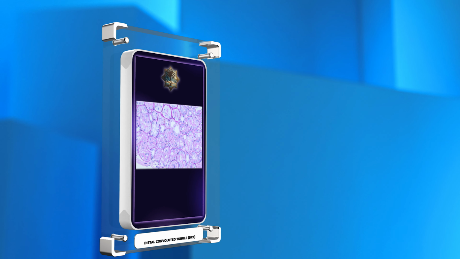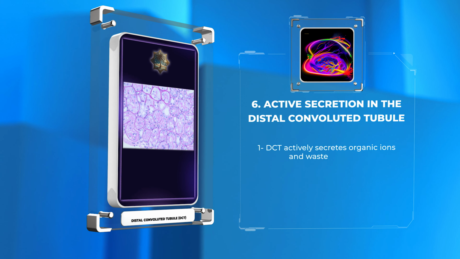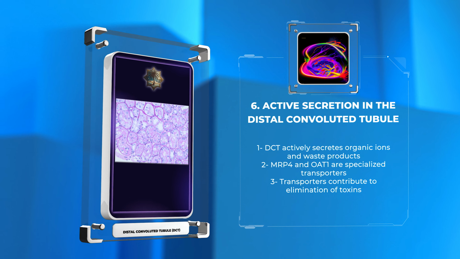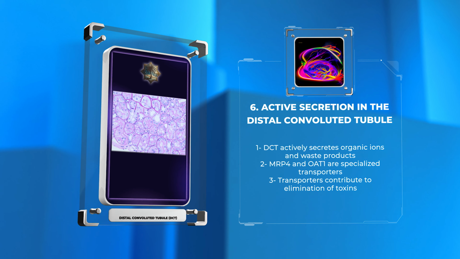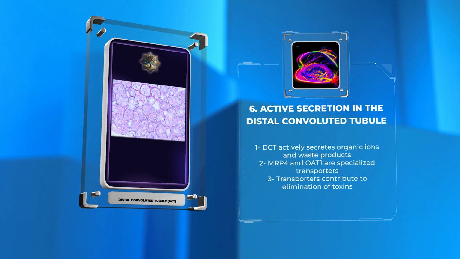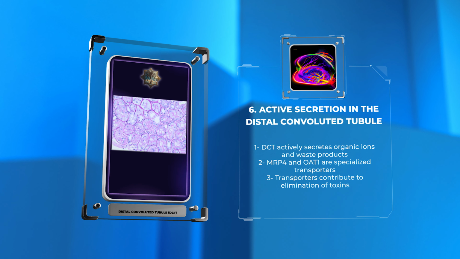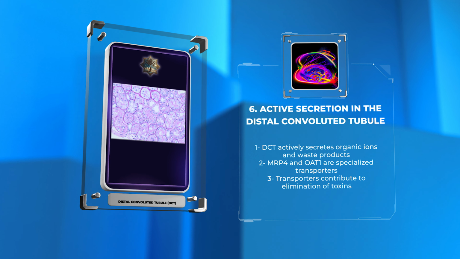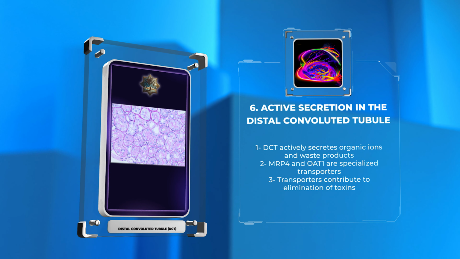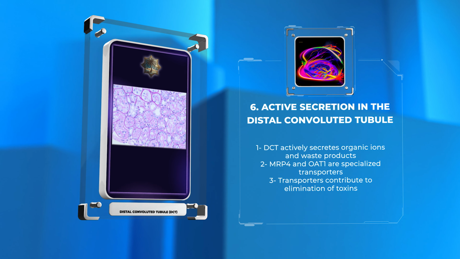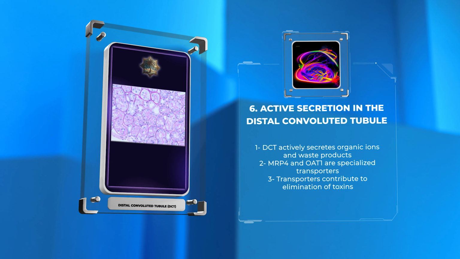In addition to reabsorption, the DCT participates in the active secretion of various organic ions and waste products into the tubular lumen. This active secretion occurs through specialized transporters, such as the multi-drug resistance protein 4, MRP4, and the organic anion transporter 1, OAT1. These transporters contribute to the elimination of toxins and help maintain overall body homeostasis.